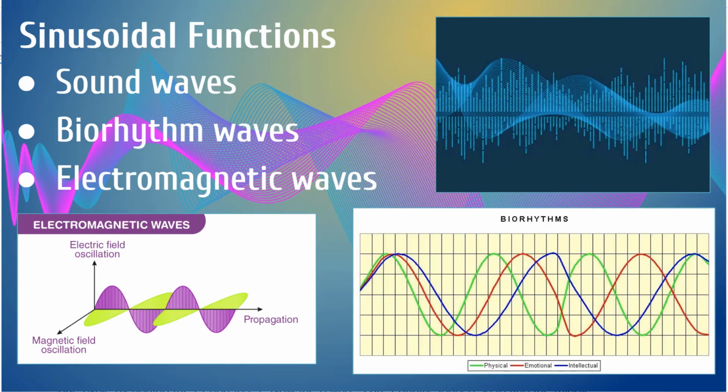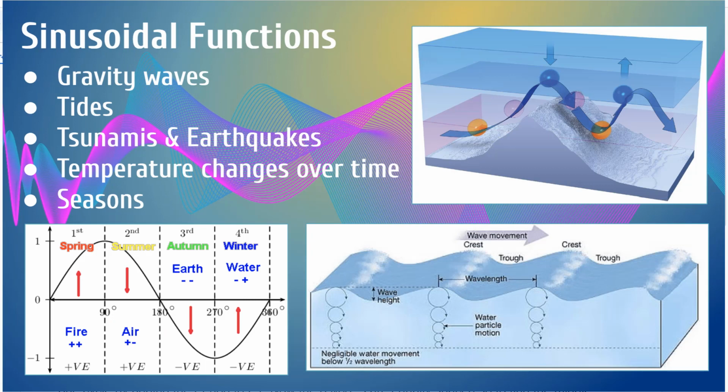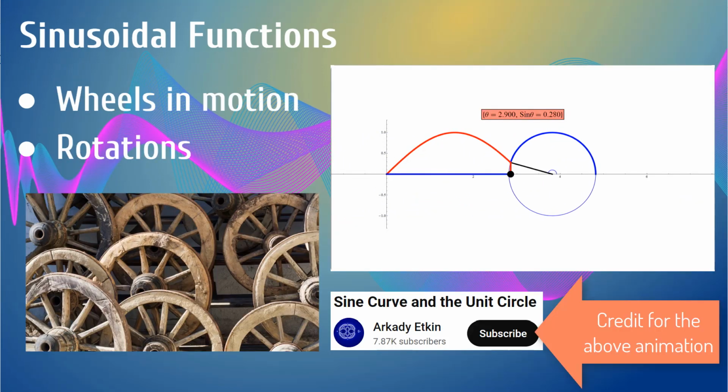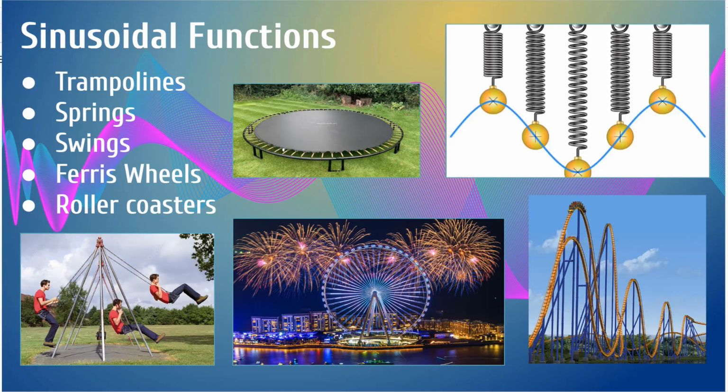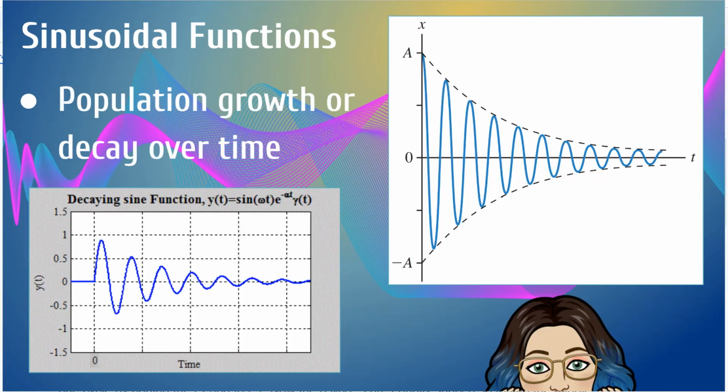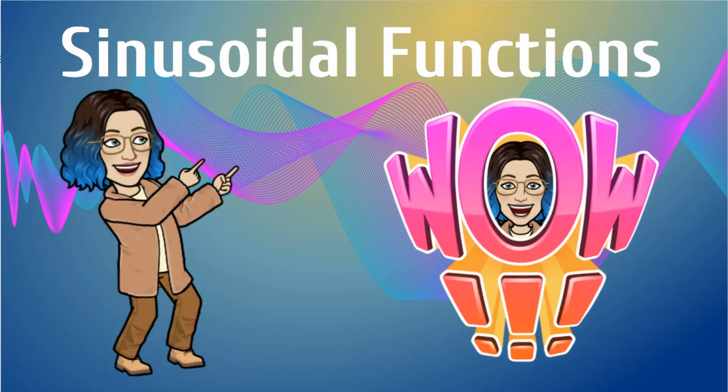Sinusoidal functions can be used to represent any of the following: sound waves, biorhythm waves, electromagnetic waves, gravity waves, tides, tsunamis and earthquakes, temperature changes over time, seasons, wheels in motion, or any type of rotation. Remember, all the values of sine and cosine come from the unit circle. Trampolines, springs, swings, Ferris wheels and roller coasters, population growth or decay over time, and many other things. So you can see why it's super important to understand the characteristics of sine and cosine graphs.